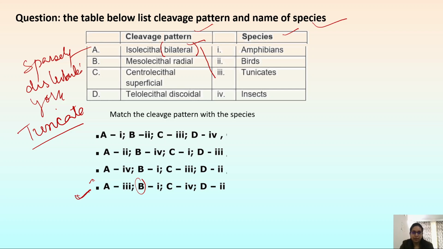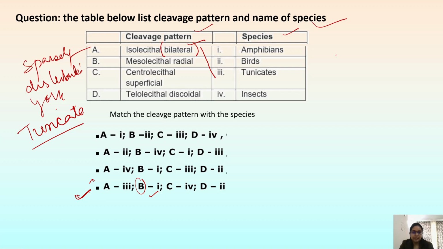So A matches with the tunicate. The second is the mesolecithal radial. The mesolecithal radial types are commonly found in amphibians such as the frog, where the yolk is concentrated at one pole of the egg, and the cleavage is the radial type. So mesolecithal is usually found in amphibians. So B goes with the first.